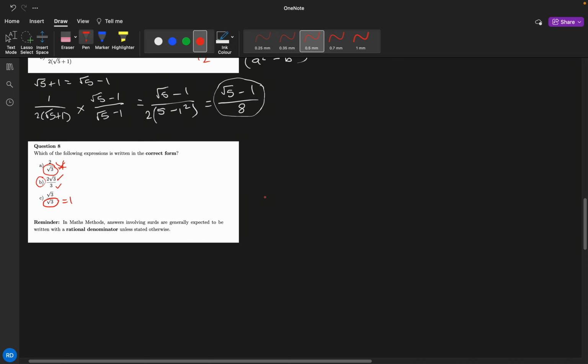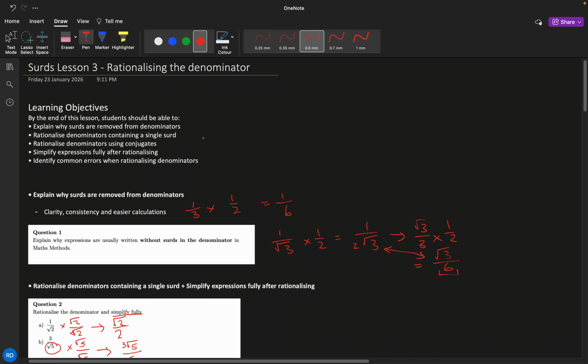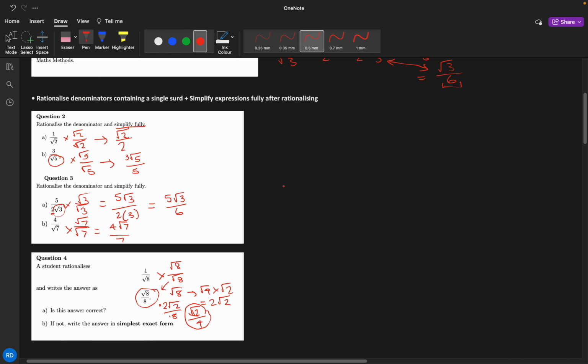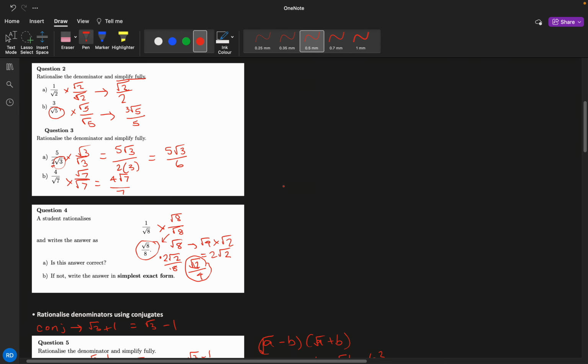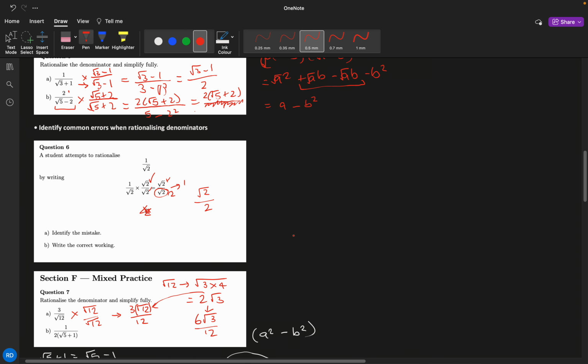Cool. And that's it on our lesson today for surds rationalizing the denominator. Hopefully that made sense. Yeah, it shouldn't be too hard once you get the hang of it. It's mainly just remembering how to use the conjugate, as that will be the most difficult thing you'll come across.